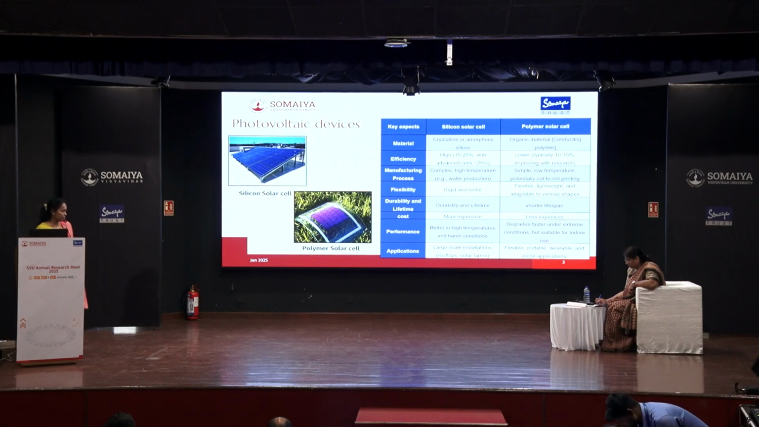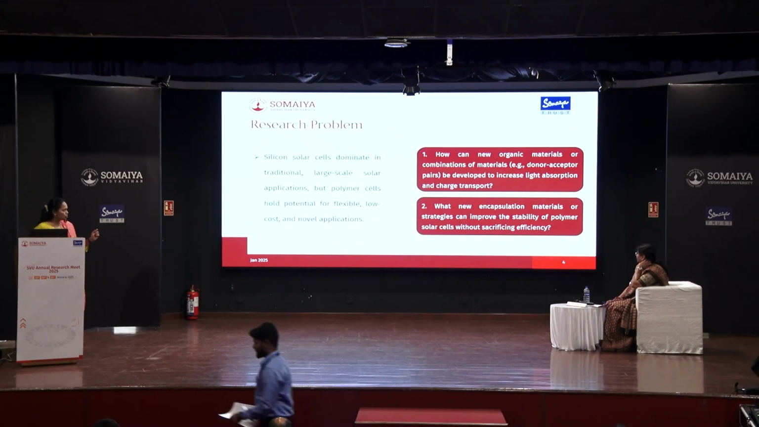The cost is minimized. But there are two lacunae for polymer solar cells. One is lower efficiency, that is 10 to 15%, and the performance degrades much faster under extreme conditions. In India, we face a rainy season and then a summer season, so it can degrade very fast. These are my two research problems. One is the choice of organic material, a combination having a donor-acceptor pair, which increases light absorption and charge transport, that is, increases the efficiency. Another is which new encapsulation materials can be used to improve the stability of the polymer.